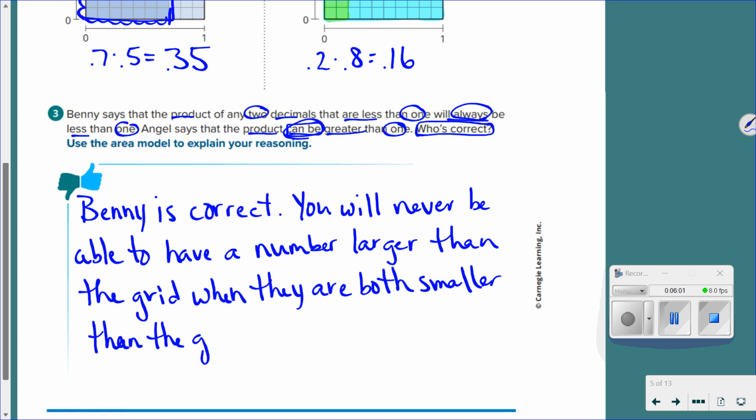And another big key piece of that is the word product. Someone said, well, if I add them, yeah, if you add them, you can get bigger, but we're not adding. It specifically says product. So anytime I multiply 2 decimals, I'm going to get a decimal answer. So if you multiply 2 decimals and you get an answer bigger than 1, you're wrong. Any questions on any of that? Does it help you visualize what's happening when we multiply 2 decimals? Okay. Good, because that's going to help us on this next section.